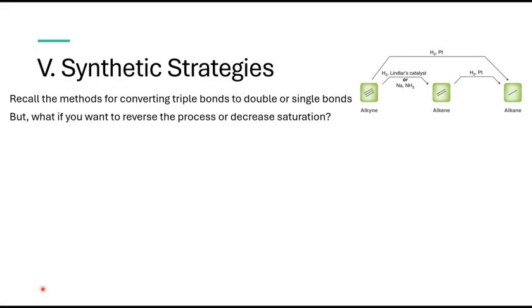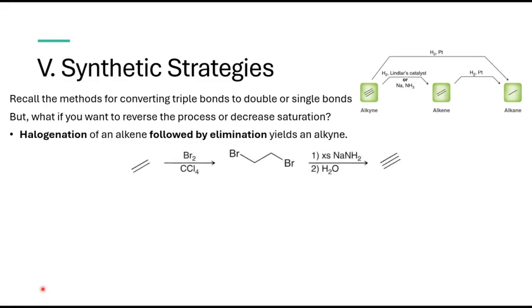But what if we want to reverse the process or decrease saturation? Halogenation of an alkene followed by elimination will yield an alkyne. So if we have an alkene and add bromine across a double bond, we will have a dihalide which can then be converted to an alkyne with excess sodium amide and then followed up with water.